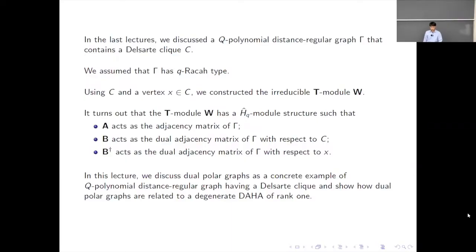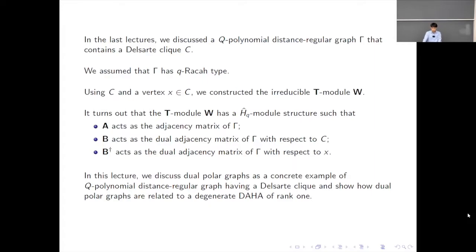In the last lectures, we discussed a q-polynomial distance regular graph containing Delsarte clique C. And we assumed our graph Gamma has q-Racah type. Using Delsarte clique C and vertex x in C, we constructed the irreducible T-module W. And it turns out that this T-module W has a universal DAHA H_q module structure.